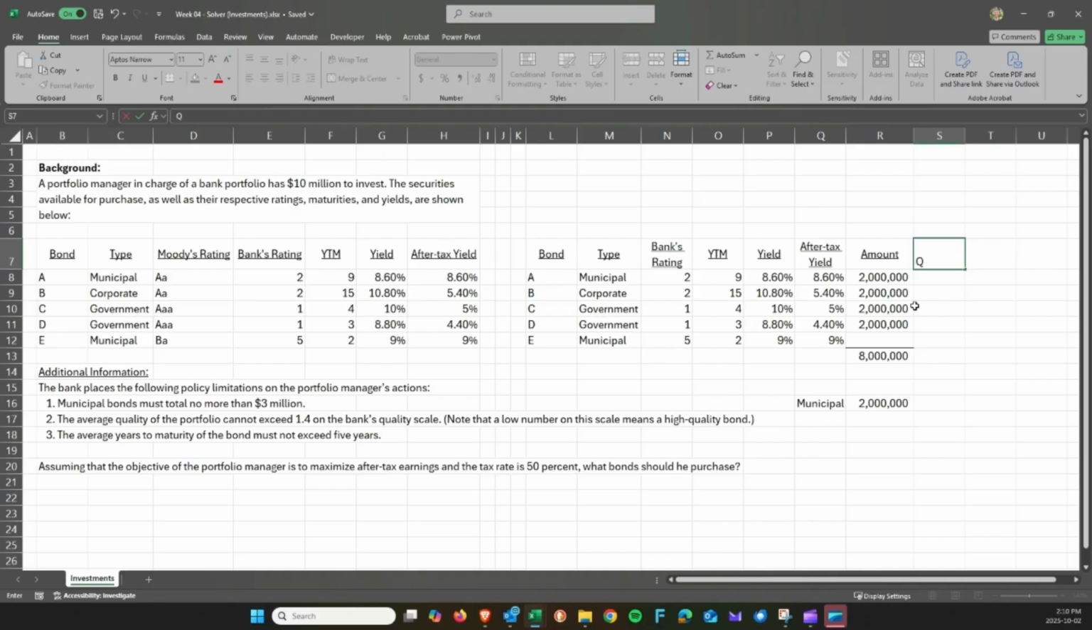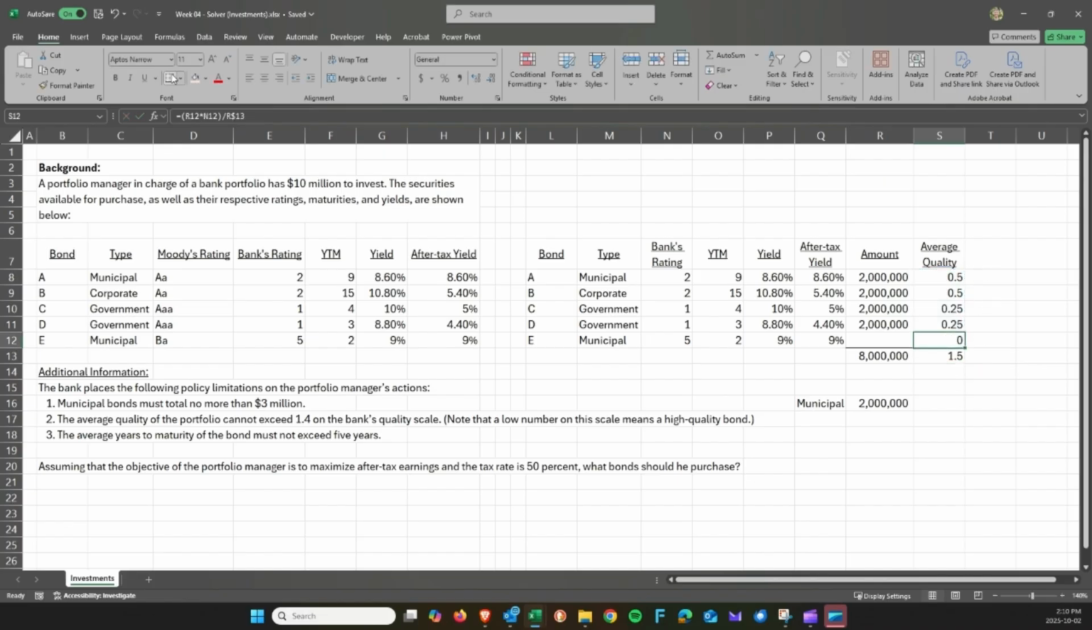I'll call it average quality. To do the average quality, I take the amount, multiply it by the quality, and divide it by the total investment. And basically, I should have made this row reference absolute. You need to copy and paste this down, and then the average for the portfolio is the sum of each of these.